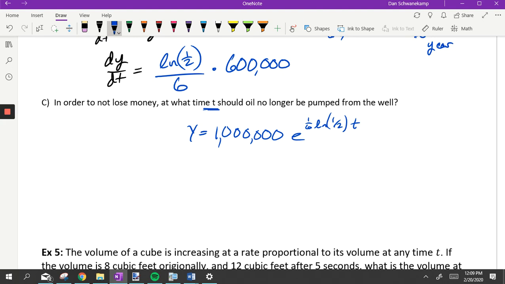You want to know when should you not pump anymore? They told me after 50,000, it didn't make sense to pump the fuel anymore. So where am I plugging 50,000 in for? Y. Solve it.